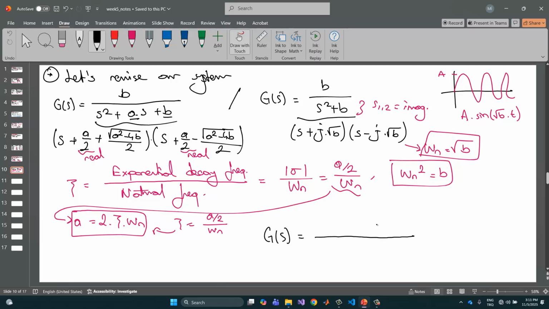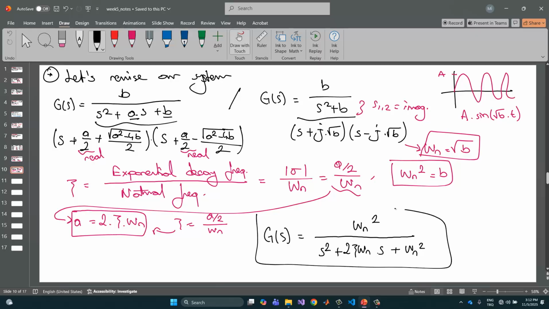And so this G(s) can be rewritten with the what? Wn and zeta. And so what's the value of the B in here? Wn square, right? Wn square. And so we also have s square plus, and plus Wn square, because we have the 1 B in here. But what about the A? This is the A. And so 2 zeta Wn s can be given in here. Guys, this is the general form of the second order system in terms of the what? The Wn and the zeta.